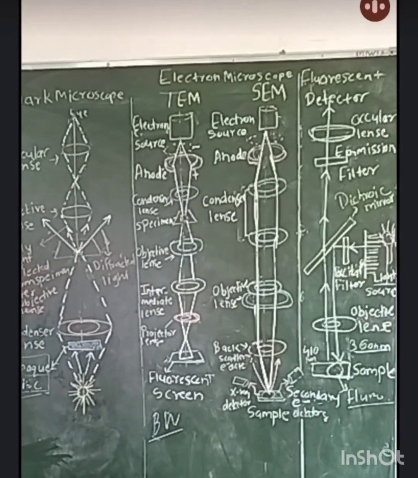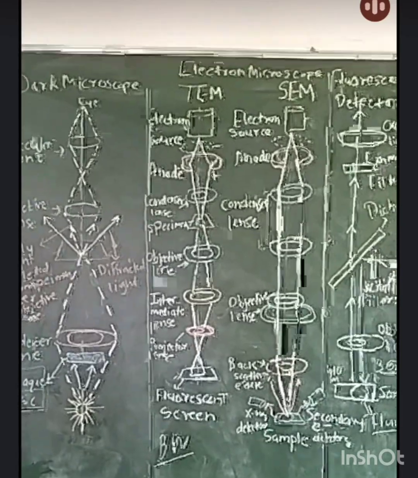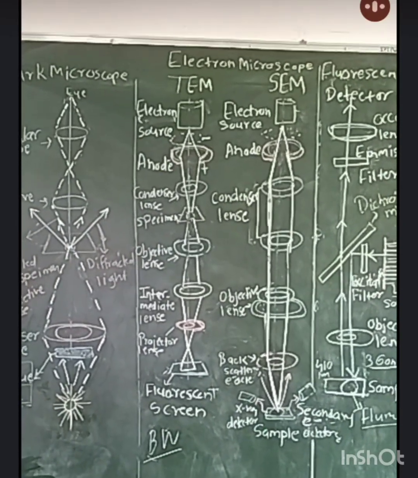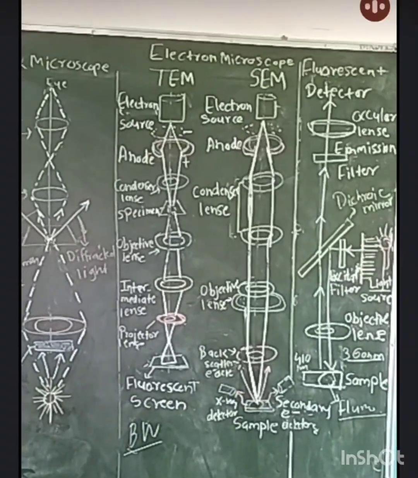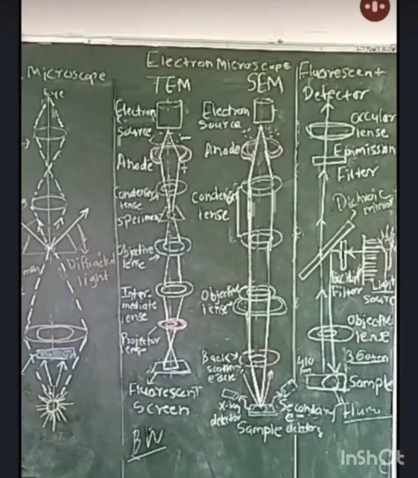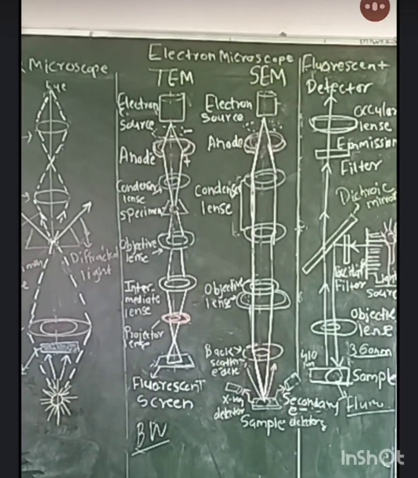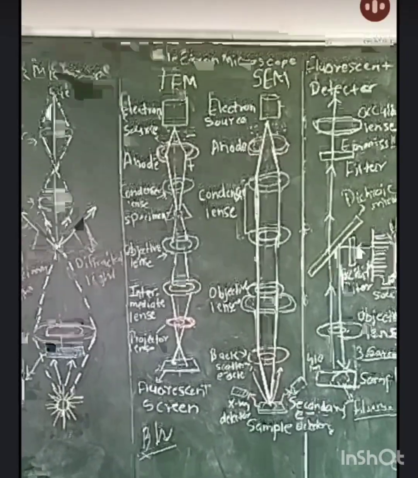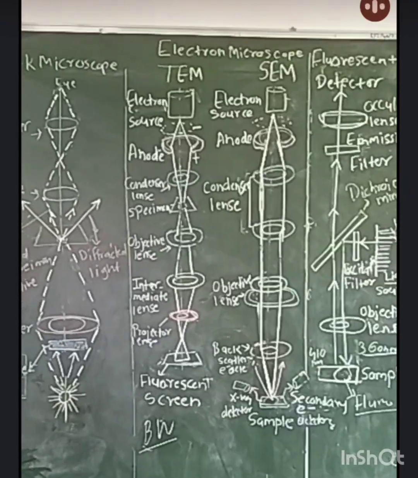The condenser lens focuses these electrons, and they then fall on the specimen, and after the specimen they fall on the objective. In the case of SEM, there is no specimen between, so they pass directly to the objective lens. After the objective lens, they pass to the intermediate lens, and the image gets magnified in the projector lens, and finally appears on the fluorescent screen.